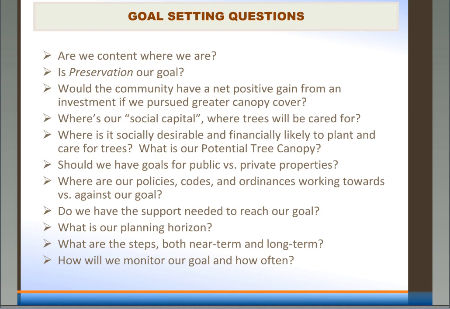they were roughly at 40% tree cover. They knew they don't want to stop growth. They want to promote economic development, but their goal really is preservation. So I think ultimately one of my favorite statements I've seen in an American Planning Association report on the urban forest is that you should have a net positive gain from the investment that you make in tree cover, and that should be your sort of measurable outcome. Do we have a net positive gain if we pursued greater canopy? I'm not going to go through each one of these, but they're considerations essentially during the goal setting process.